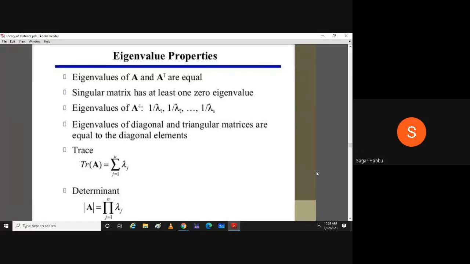Sir, can you explain the fourth point, eigenvalues of diagonal and triangular matrices? Okay, so write down a matrix which I said earlier. First row is 1 -1 3. Second row is 0 5 2. And last row is 0 0 9.